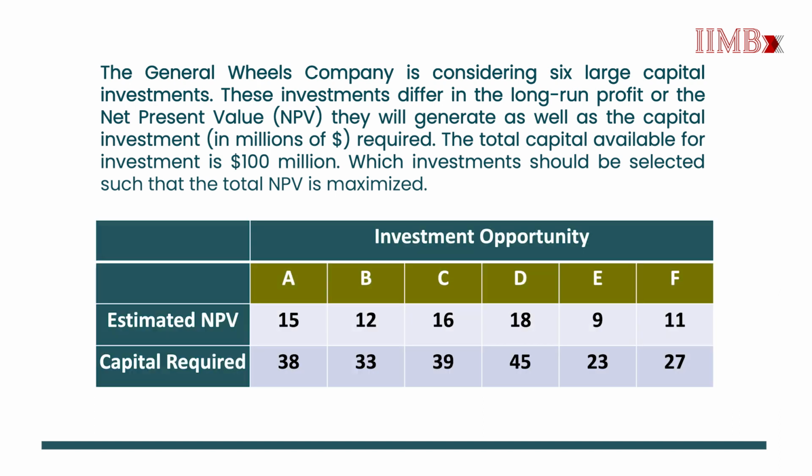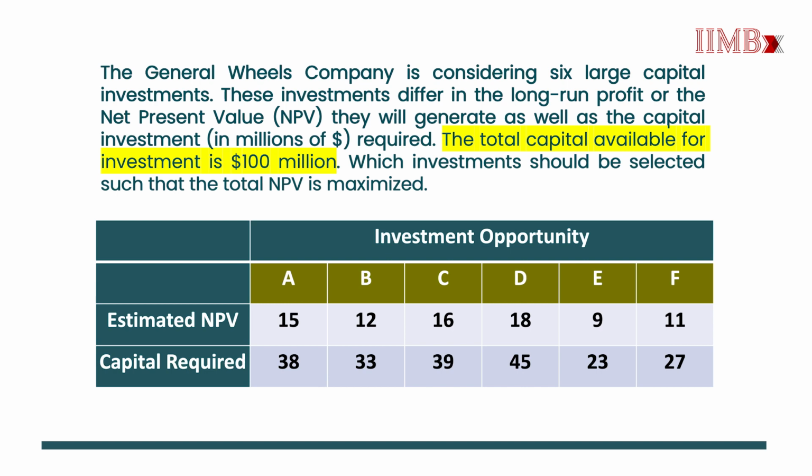So what we have then is that projects A, B, C, D, E, and F will require 38, 33, 39, 45, 23, and 27 units of capital respectively for doing the project. And the estimated NPV for the 6 projects is also known to us. It's 15, 12, 16, 18, 9, and 11 for the 6 projects respectively. Now, the total capital that is available to us is 100 million. So these are numbers in millions, and let's say then the total capital available is 100 million.